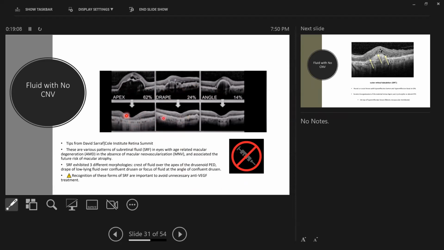The question is, what is the source of this fluid if there is no macular neovascularization? The theory behind this is that with the RPE detachment, we get a break in Bruch's membrane. So the fluid will escape from the choroid to reach the subretinal space. So if you do any OCT angio here, you will not find any neovascularization. That's why we find fluid, but the source of the fluid is not neovascularization.